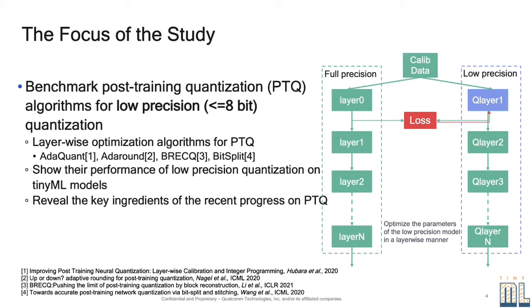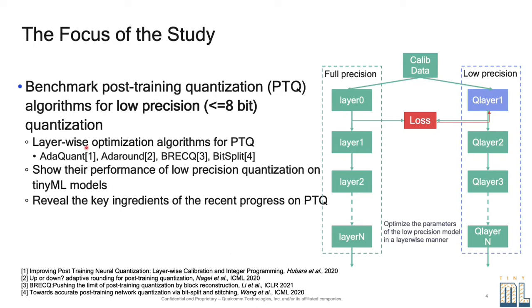In this study, we focus on benchmarking post-training quantization for tinyML models. We are interested in the layer-wise optimization paradigm as shown in this figure. It takes a pre-trained full precision model and a small amount of calibration data as input and optimizes the quantized model in a layer-wise manner with the help of the full precision model. It shows promising results on low-precision quantization.